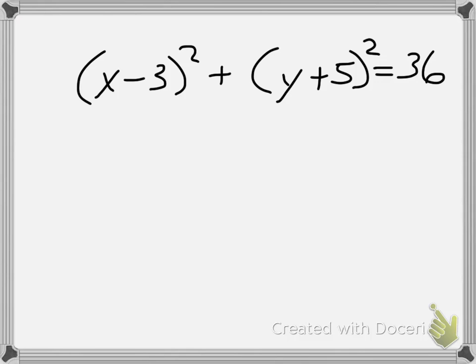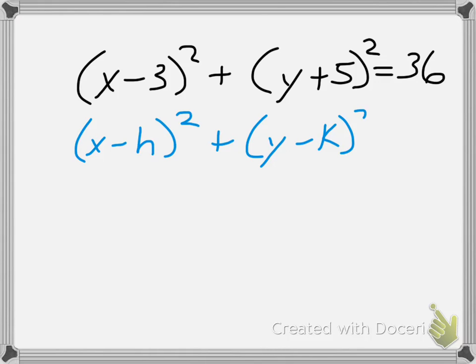What I want to do is compare it to my general form for a circle, or I should say the standard form for a circle, which is x minus h quantity squared plus y minus k quantity squared equals r squared. Using this setup, we can line up what it is that we want.